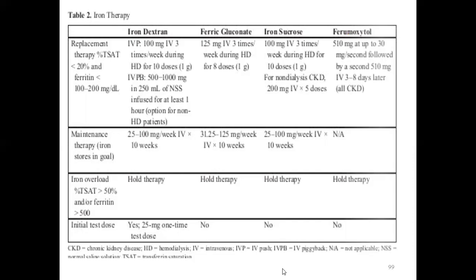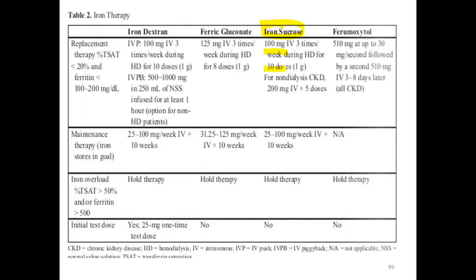As I mentioned before, iron sucrose is the most common therapy in our setting. Most of the time, 100 milligram IV therapy 3 times per week during hemodialysis is usually recommended for 10 doses during the dialysis session. If a patient is undergoing dialysis, we need to give replacement therapy, but still the maximum dose we can give is 1 gram.